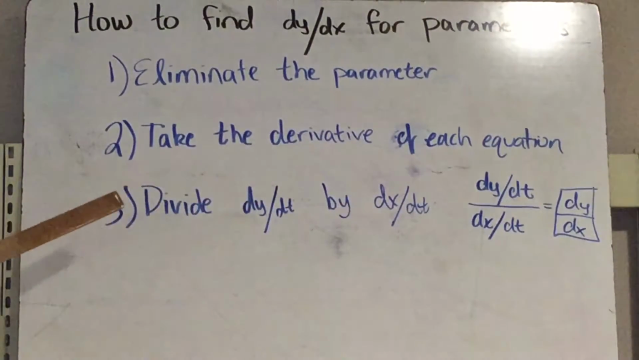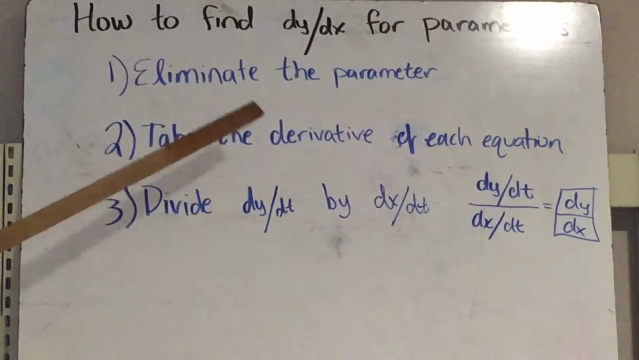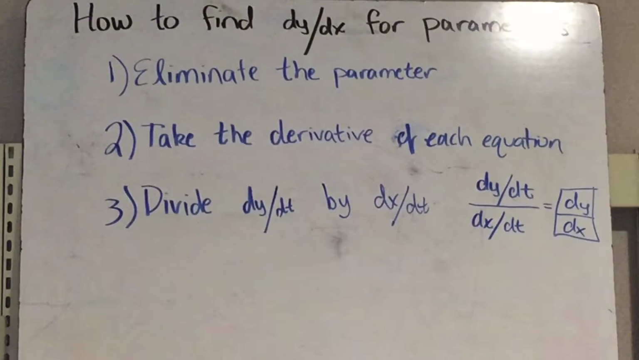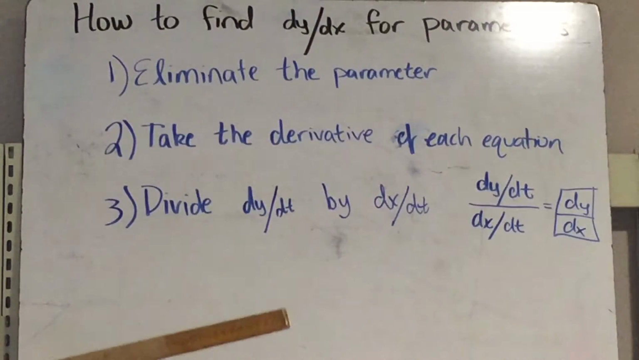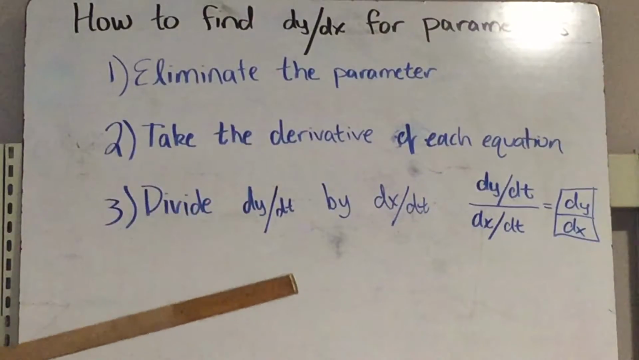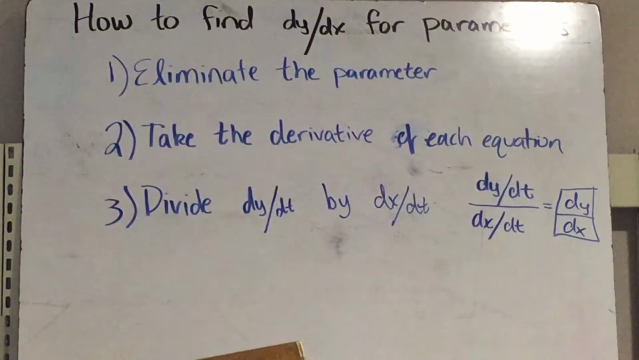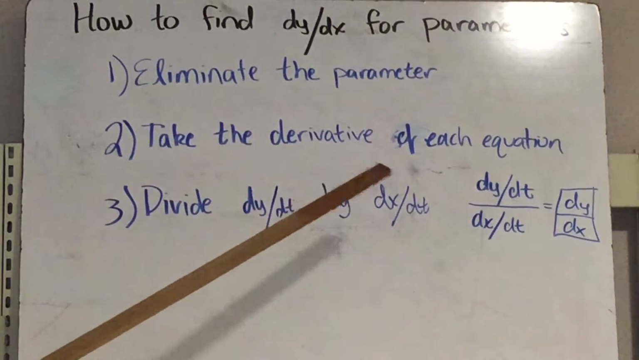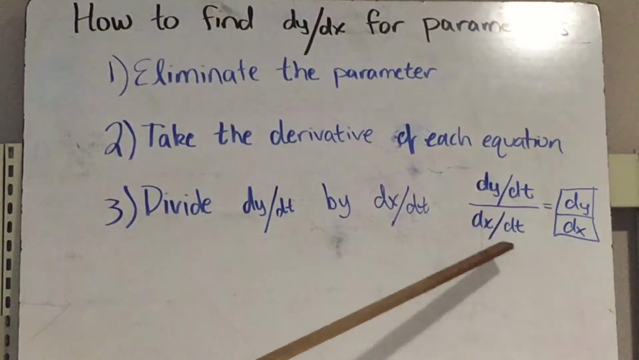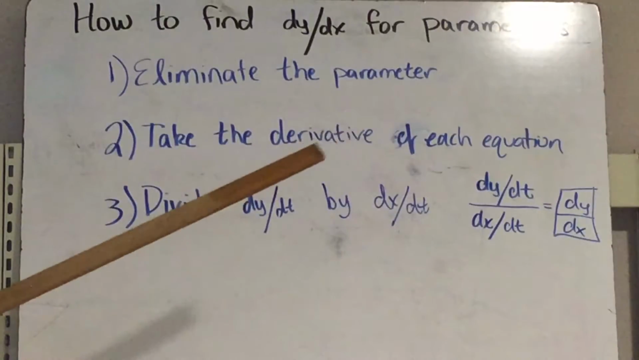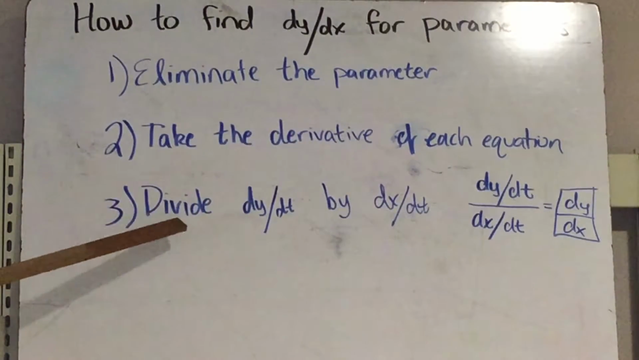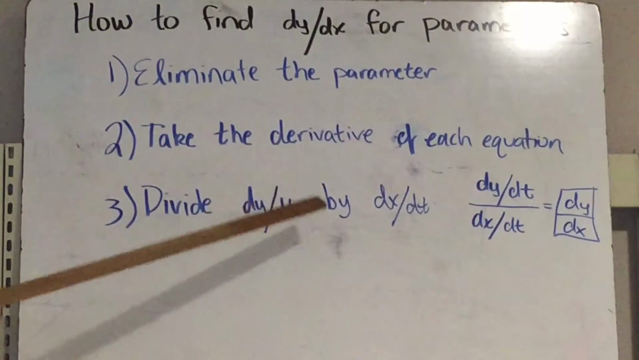The second step after you eliminate the parameter is to take the derivative of each equation. So remember that we have the x of t equation and the y of t equation. So when you take the derivative of each equation, use your product rule, use your quotient rule, use whatever, and put that on the side. We call the derivative of each equation dy/dt or dx/dt, depending on which equation you took the derivative of. And then the third and final step is we divide dy/dt by dx/dt.